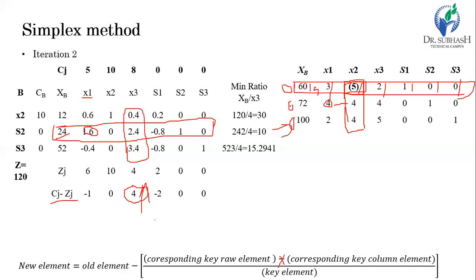So compare the value of Z between two consecutive iterations. It should increase. If it is not increasing, then you might be going on the wrong path. You have to check whether you have made any mistake or not. So this is the value of Z here, which increases by 120, because in the previous table the value of Z is 0. So let's move on to the next iteration.